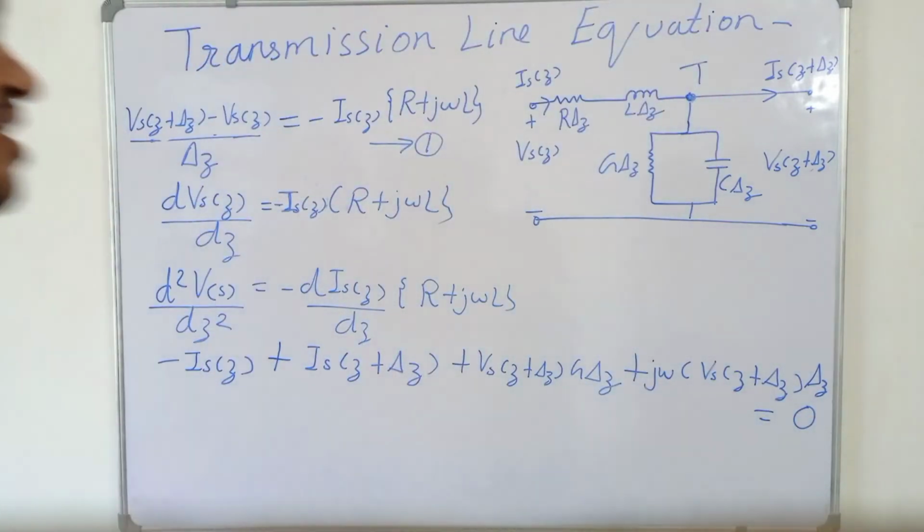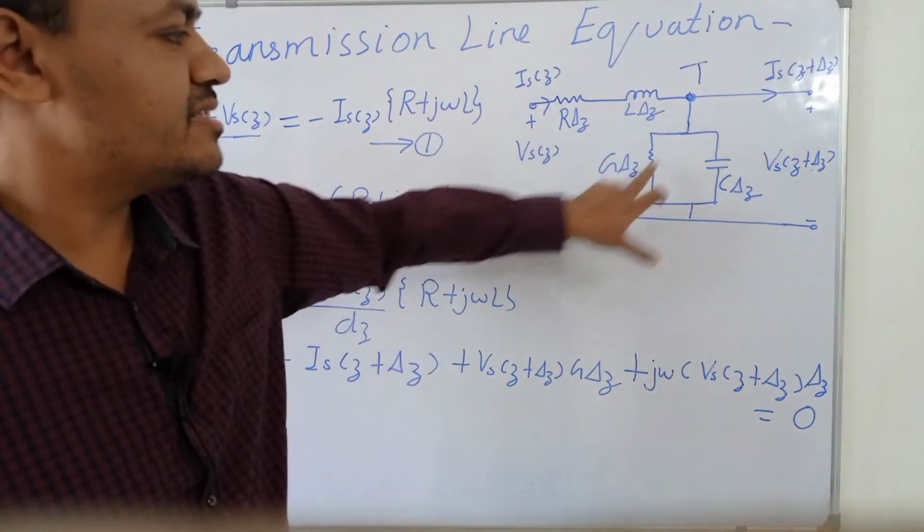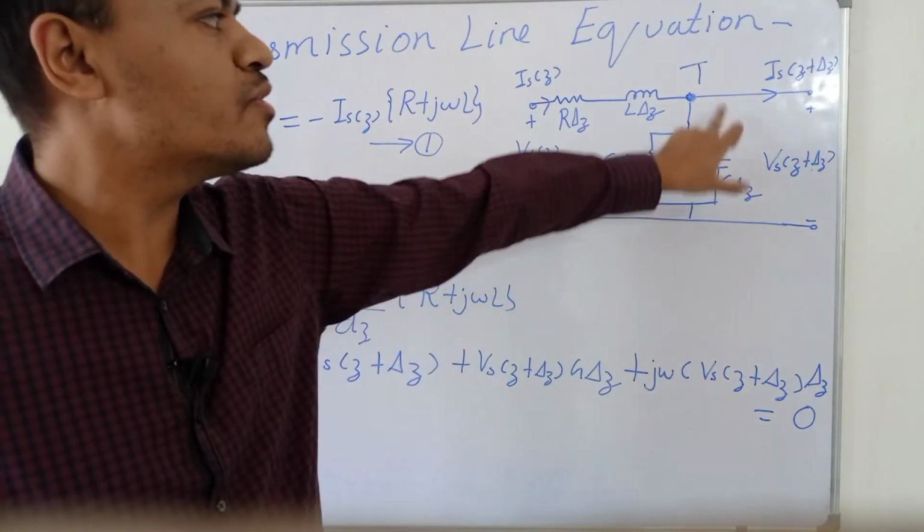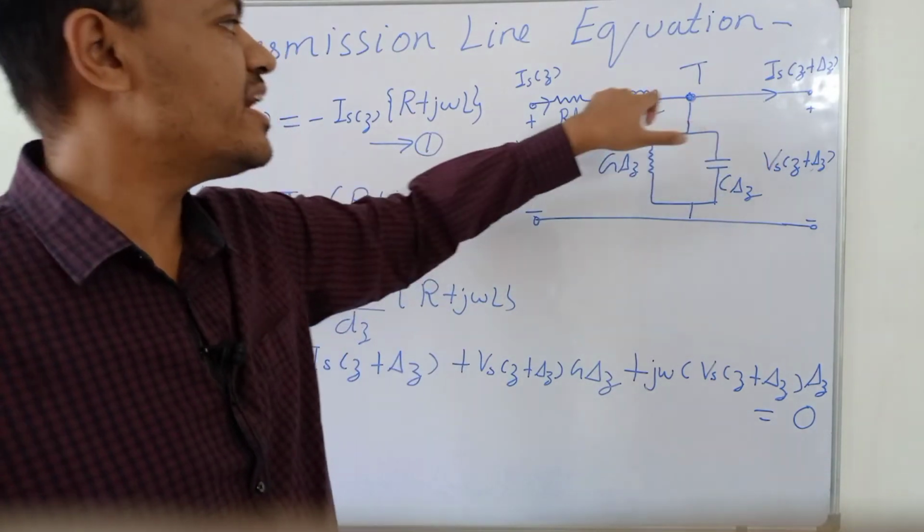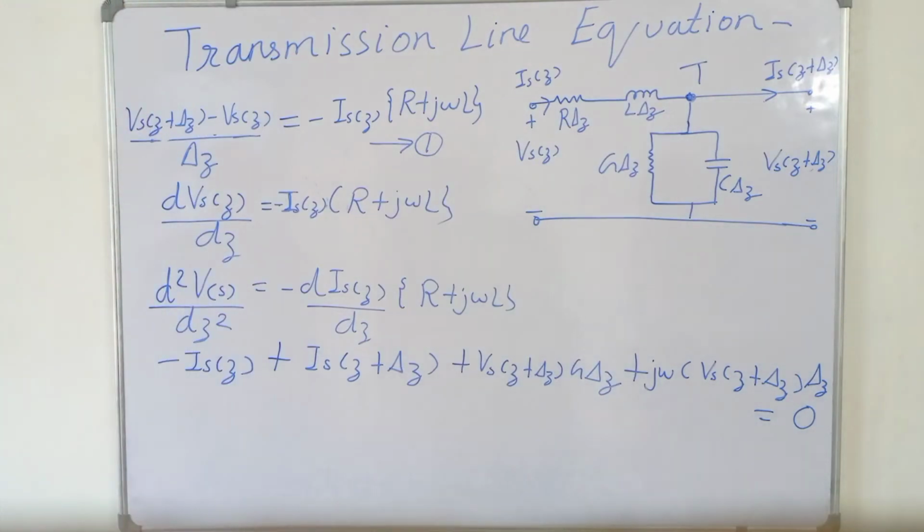This should be equal to 0 because there are only 3 outgoing currents and 1 incoming current at this node T. There are 3 outgoing currents. This is the outgoing current, then this is the outgoing current, this is the outgoing current. 3 outgoing currents and 1 incoming current. So we have written the KCL for this node T.